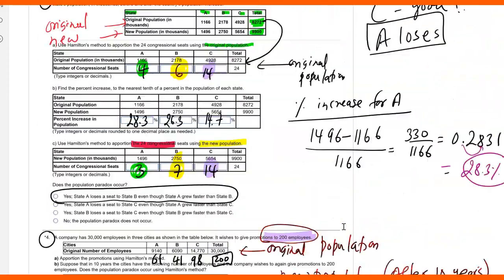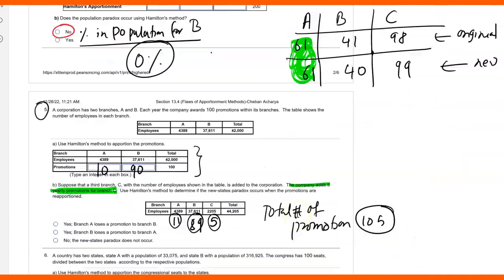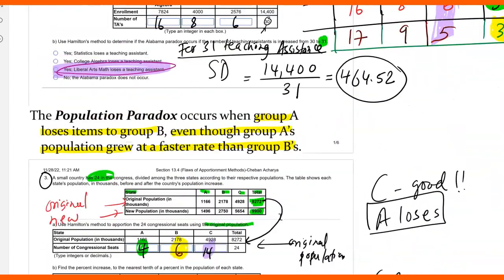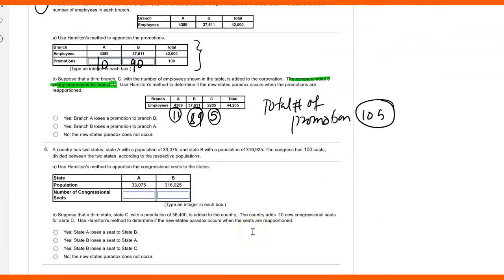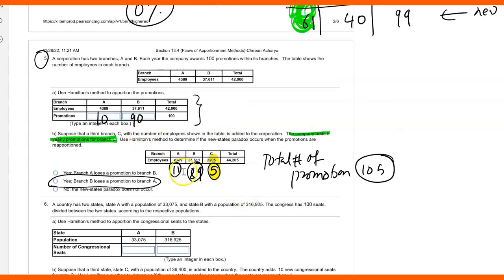Okay, now let's see. We have an apportionment for each group, and does the paradox occur? Where's the new state paradox definition here? The addition of the new group changes the apportionment of the other groups. Does it happen here? Let's see. Since we add the new group C here, does the apportionment of the other groups change? See, 10, 11, 90, 89. See, changes happen here. Therefore, the new state paradox occurs.